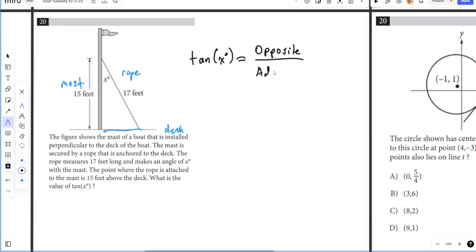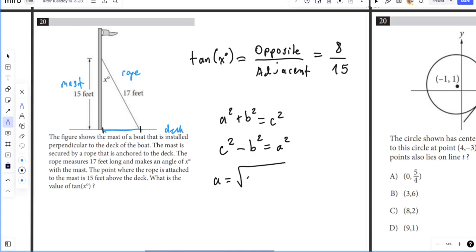over the adjacent, which I'm sure is why some of you guys got an answer of 8 over 15. Another thing to note is you can use Pythagorean theorem here to get the side length of the deck, right? It would just be a squared plus b squared equals c squared, or c squared minus b squared equals a squared, right? So we would get something like the missing side length is equal to 17 squared minus 15 squared.